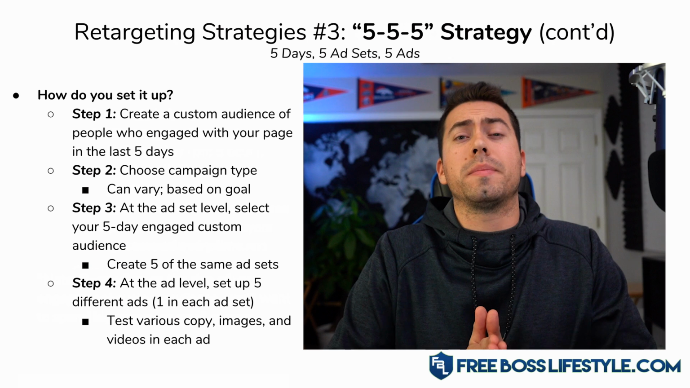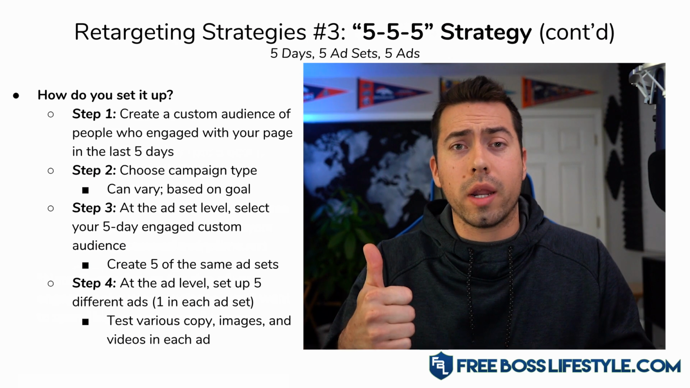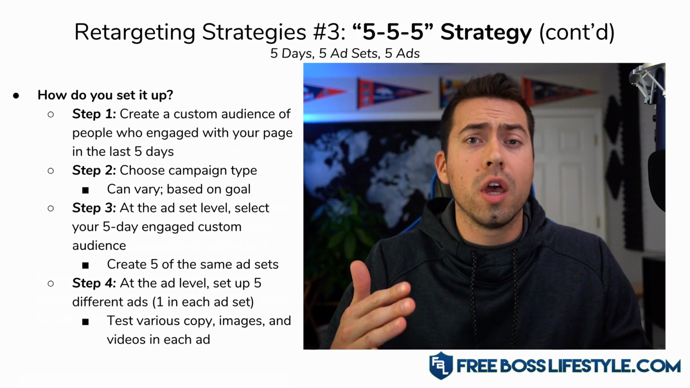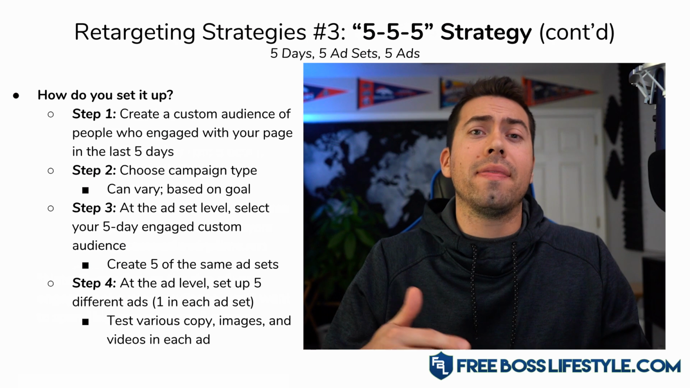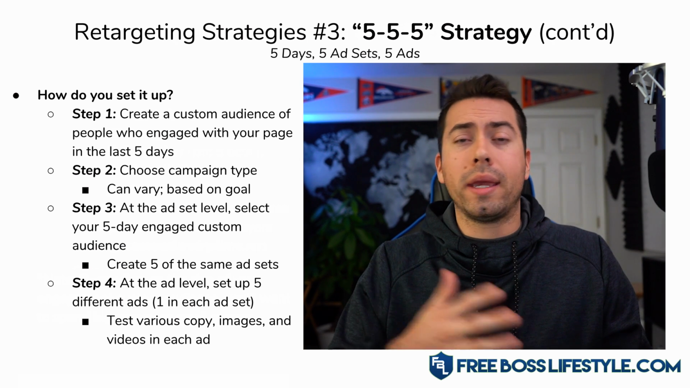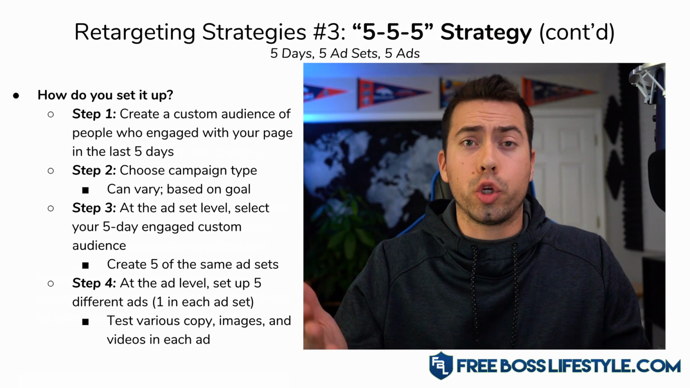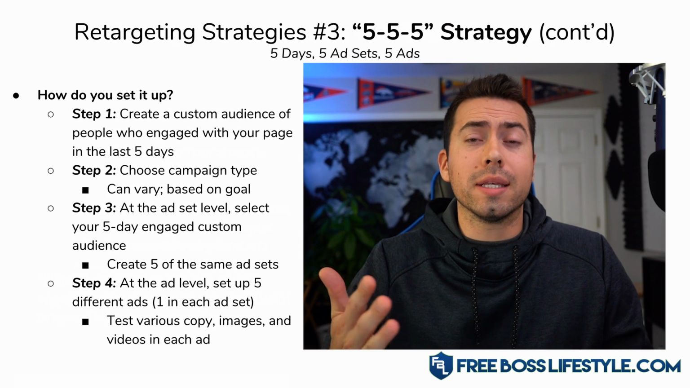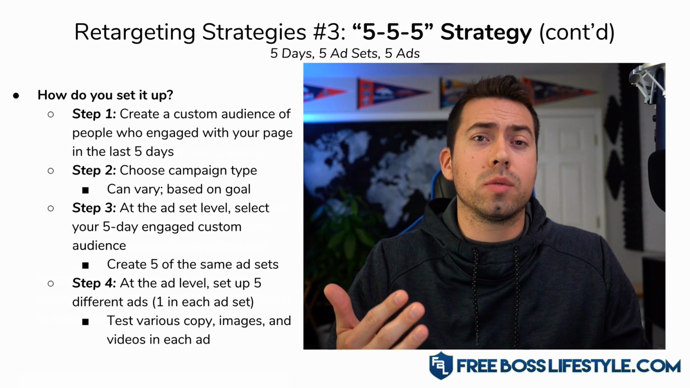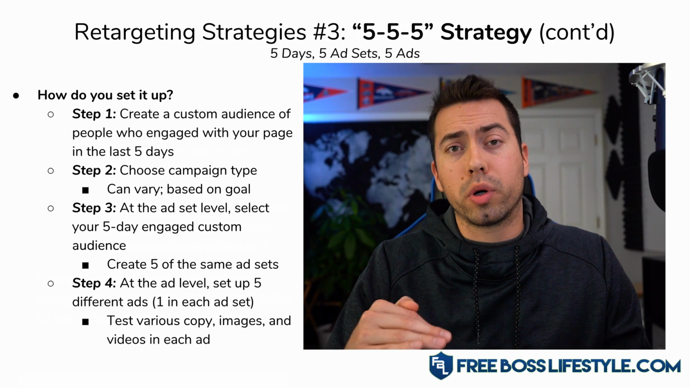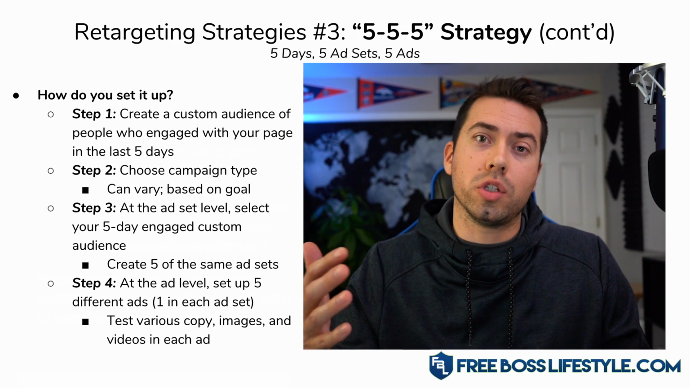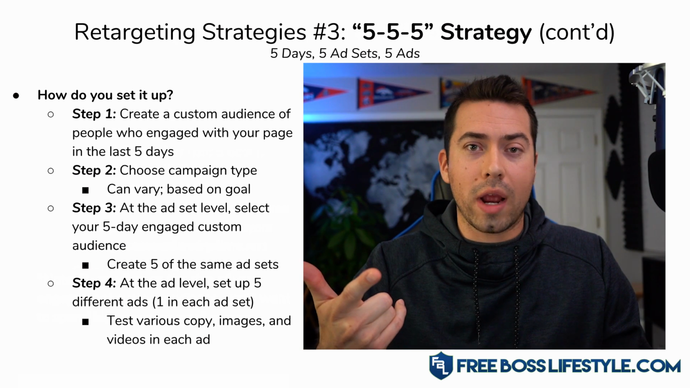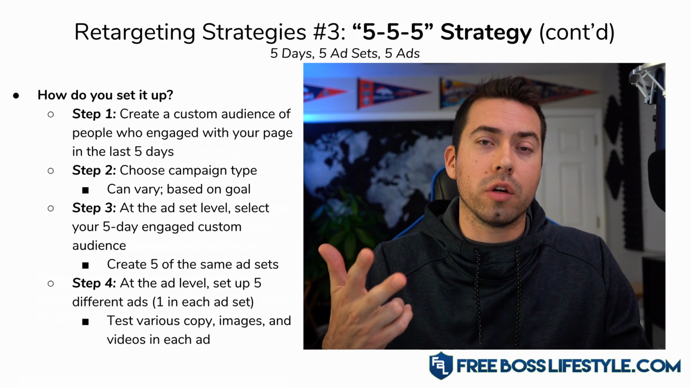So how do you set this up? Super easy, right? You create that custom audience of people who've engaged with your page within the last 5 days. And then in the campaign level, pick whatever campaign type that matches your goal. So if it's conversions, if it's traffic, if it's video views, whatever it is, me personally, what I like to go with is what's going to give me the lowest cost per 1,000 impressions, which is usually either video views, traffic. Usually it's not so much conversions.